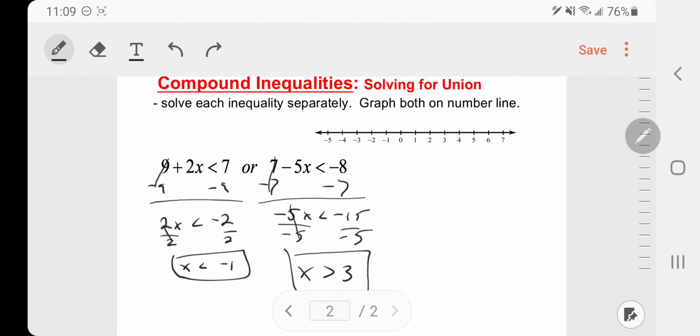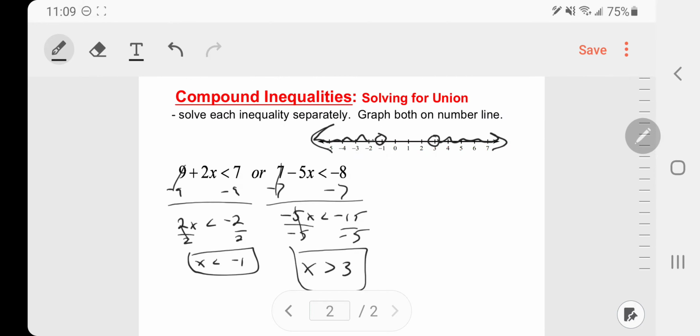Okay, so let's go ahead and graph these. We have two separate inequalities that we're graphing on this number line, but it's a union, so we're graphing both on the same number line. So we have x is less than -1, so I'm going to put an open circle at -1, and we know that it's less than -1. We also know that x is greater than 3, so I'm going to put another open circle at 3, and it's saying greater than. So notice on this one, even though there's no overlap, there's no intersection, because it's a union, you're plotting both of them.